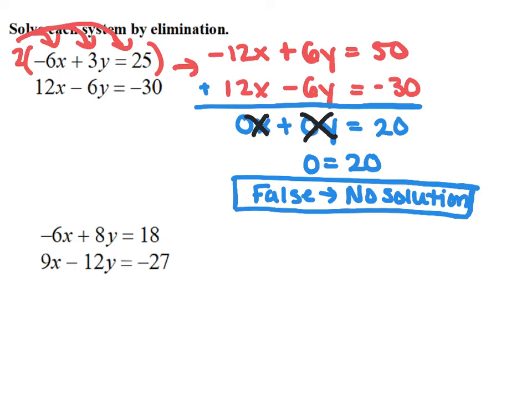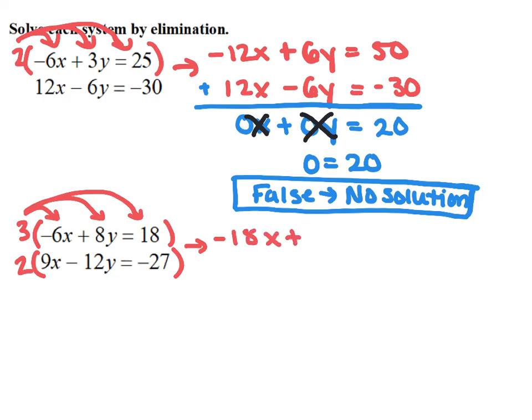In the second example, I have the equations negative 6x plus 8y equals 18 and 9x minus 12y equals negative 27. Now if I wanted to cancel out the x terms, I can multiply the first equation by 3 and the second equation by 2. So if I distribute that 3, it'll give me negative 18x plus 24y equals 54.